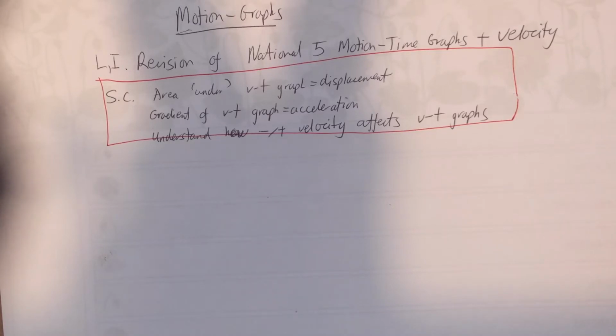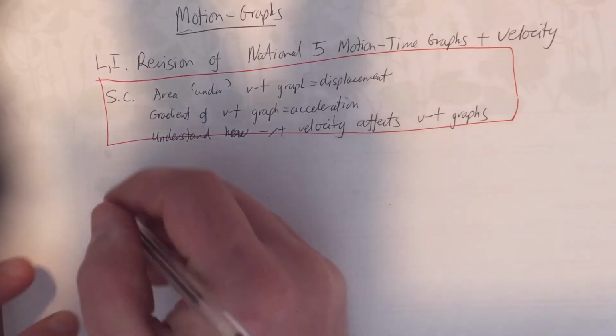So the success criteria today, broadly speaking, we need to know that the area under velocity time graphs equals the displacement. The gradient of a VT graph gives you the acceleration, and we want to understand a little bit about how positive and negative velocity affects velocity time graphs.